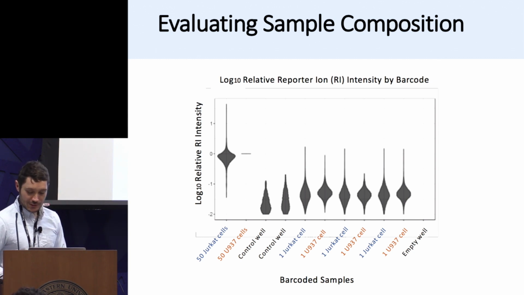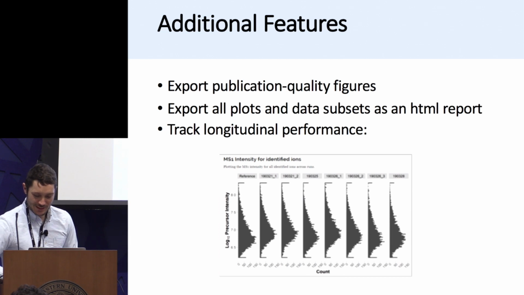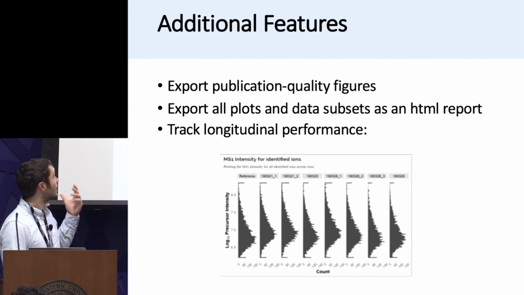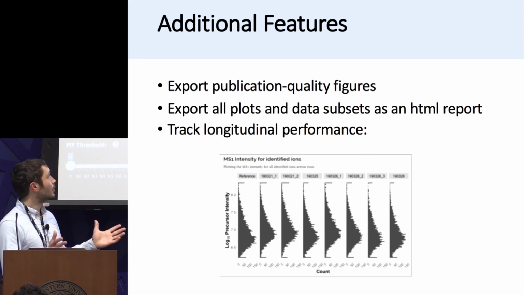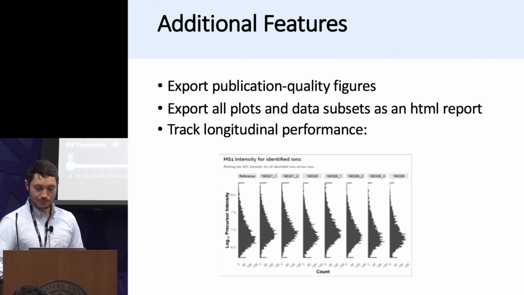Some additional features that I'll get into through this live demonstration are the ability to export publication quality figures, subset your data, and also track longitudinal performance, but we'll come back to that momentarily. So what we have here is DoMS open in a web browser window. I'm going to load a data set for us to take a look at.